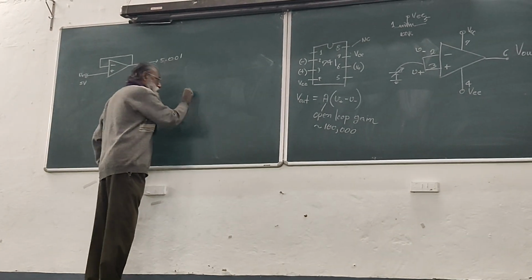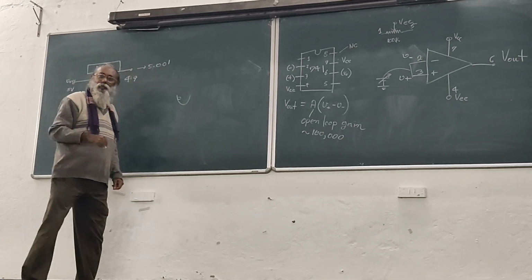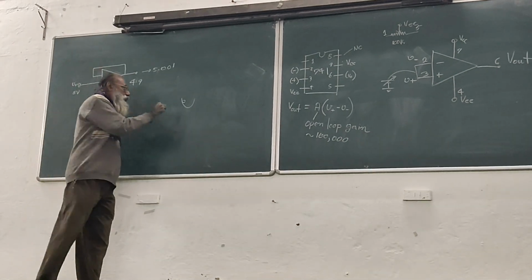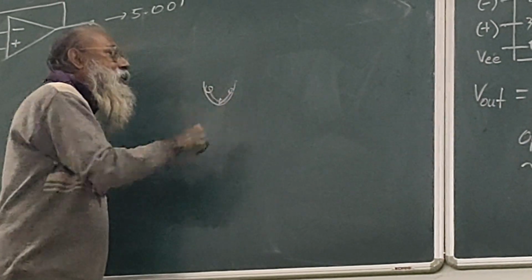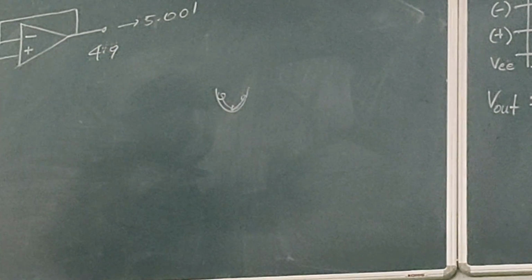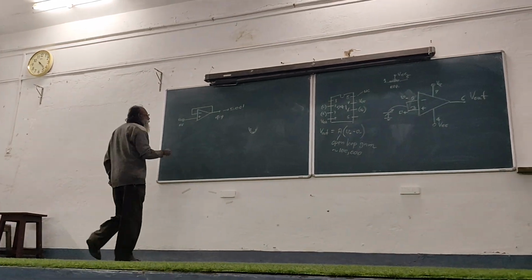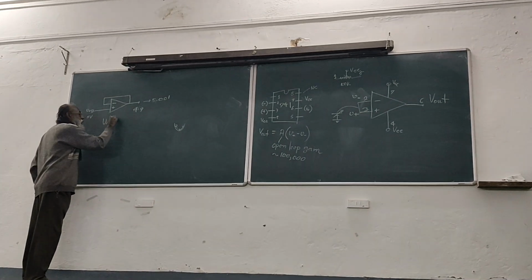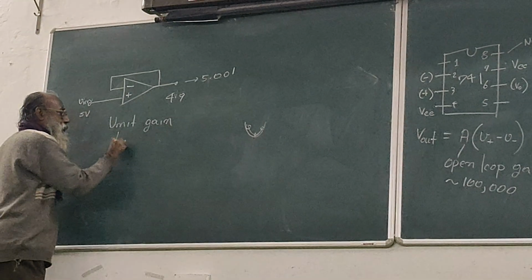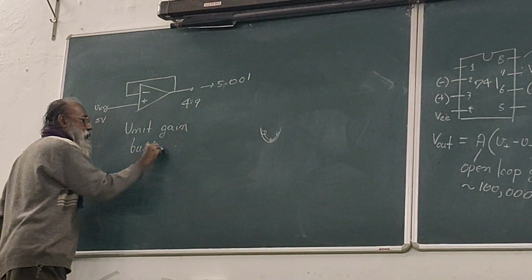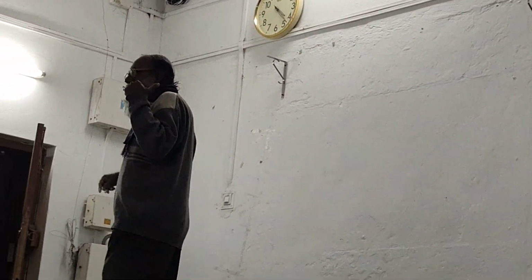So it is like a bowl with a ball. If it wants to go up, you have to put it down. So it always tries to go into the equilibrium state. Okay? So that is your unit gain buffer, because the output voltage is the same as the input voltage.